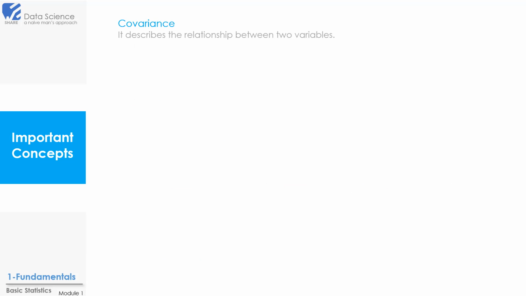The next topic will cover a few important concepts. The first is covariance. Covariance is often denoted by COV, and it describes the relationship between two variables. Let's say we have two variables x and y. So covariance of x and y is negative if one variable increases and the other one decreases, and it will be positive if both decrease or both increase together. The value of covariance could be anywhere between minus infinity to plus infinity.